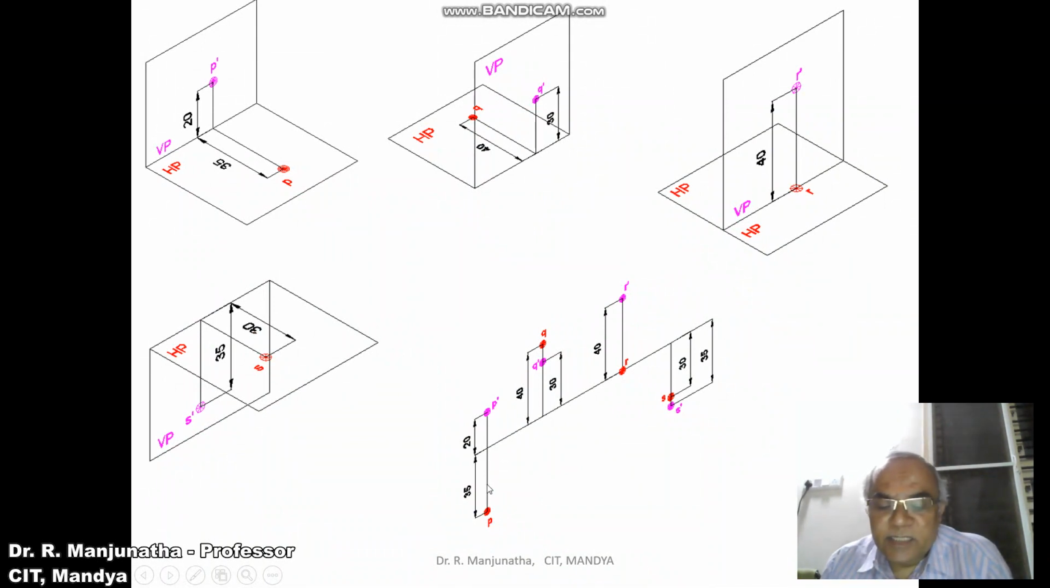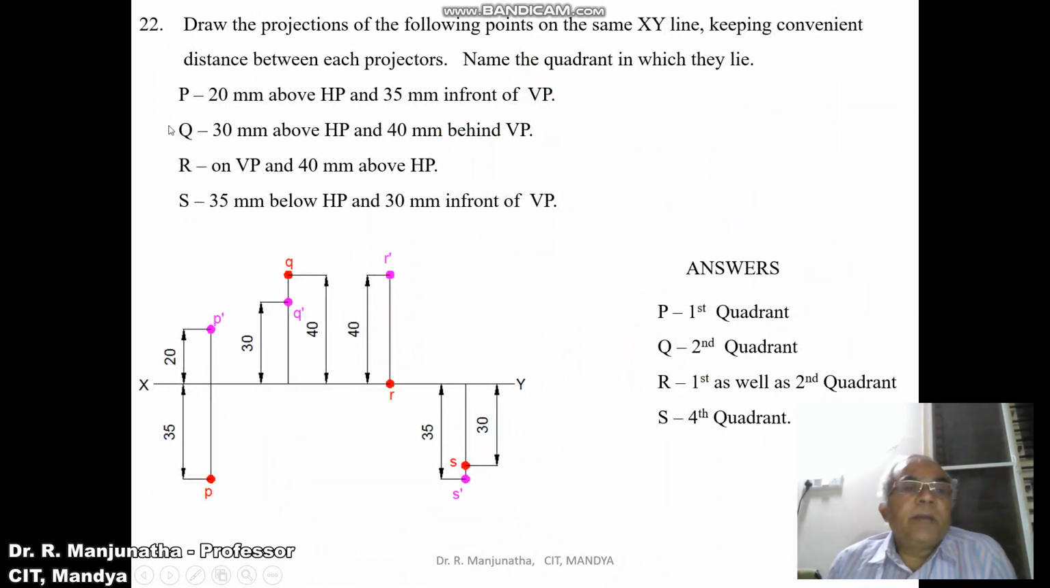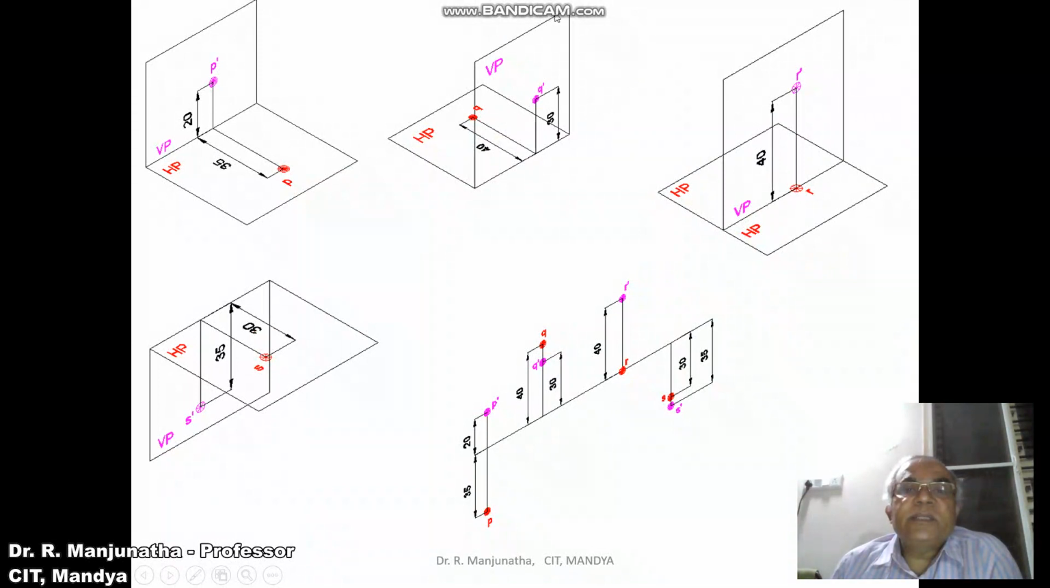Next, the condition is Q is 30 mm above HP and 40 mm behind VP. Since the condition given is above HP and behind VP, it is in the second quadrant. Now we will consider the second quadrant. As we look from the front view, we can see the distance of the point Q is above HP by 30 mm. That distance will fall on the vertical plane. Therefore, Q dash will be on VP, and that distance is 30 mm.